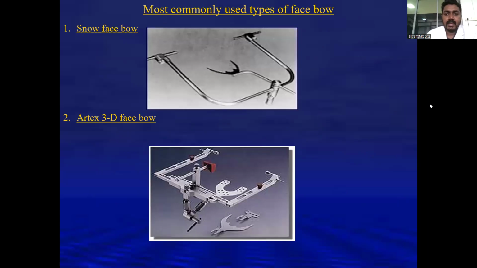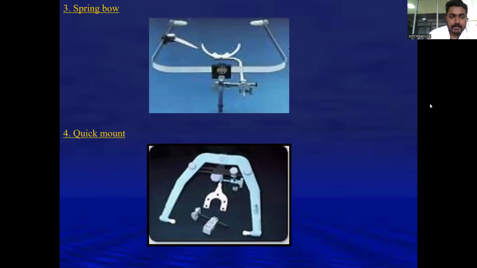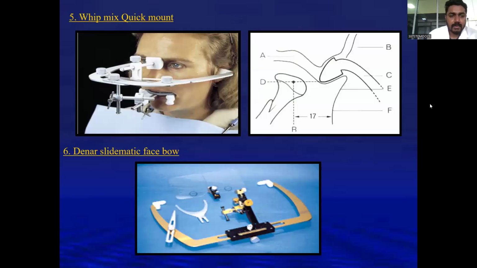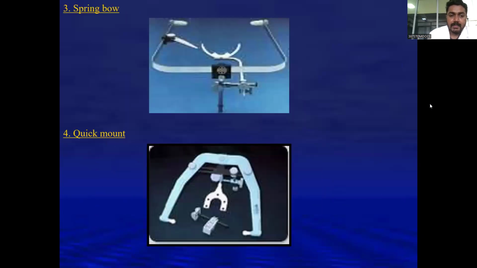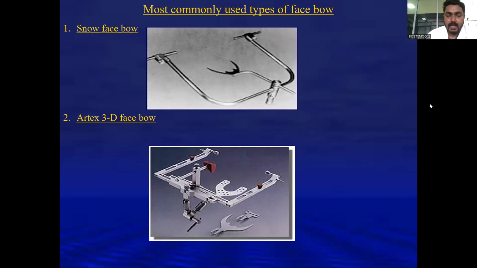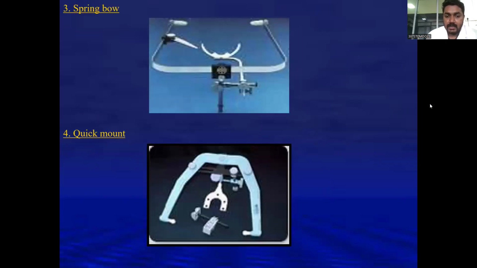Commonly used types of facebow. Snow facebow. I told you, according to the articulator they are using, the facebow will also change. So this is the Snow facebow. Second one is the Artist 3D facebow. Third one is the Springbow, which is used for the Whip Mix articulator. Quick mount facebow is for Whip Mix articulators. Whip Mix quick mount. DNR Slidomatic facebow. These are the different types of facebows which are used for different semi-adjustable articulators.